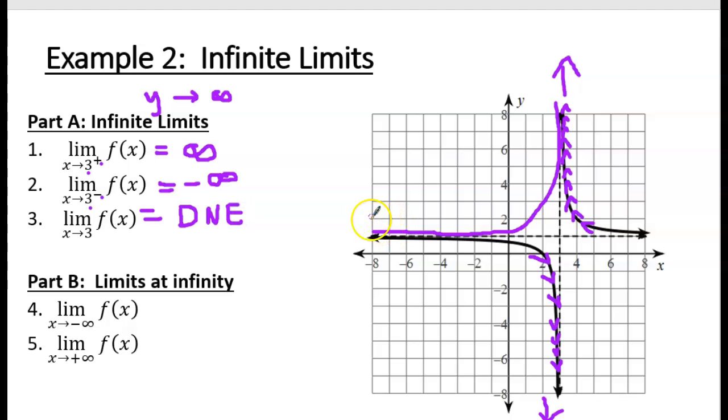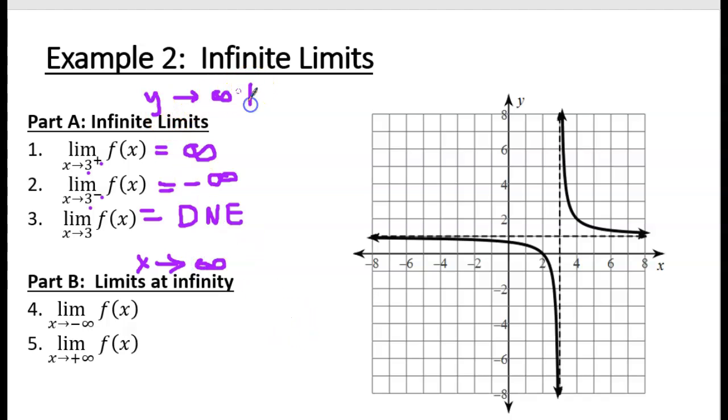All right, let's take a look at part B. Now we're changing gears a little bit. We're not looking at the y values so much anymore. The point I want to emphasize to you guys is that when we're talking about limits at infinity, we're talking about the x value going into infinity. Now with y going to infinity, that could mean up for positive infinity or down for negative infinity. But when you're talking about x, positive infinity means right and negative infinity means left.